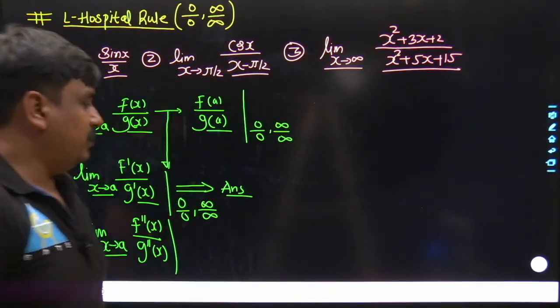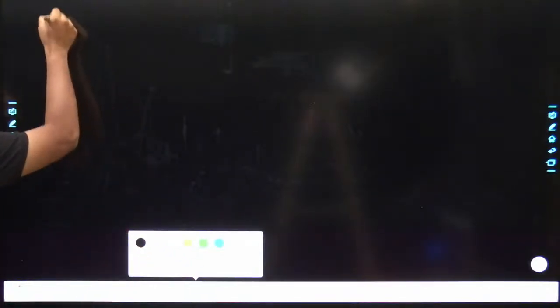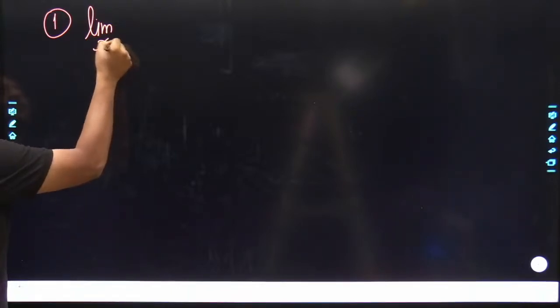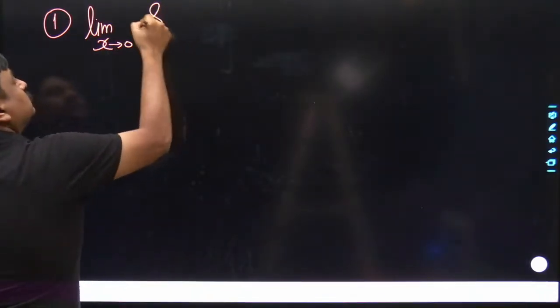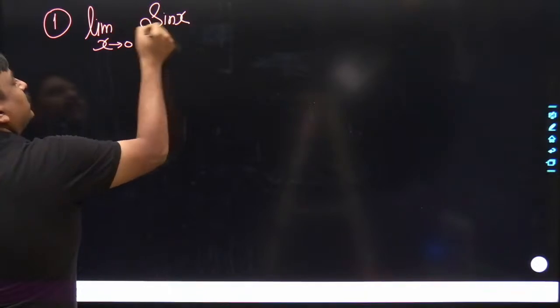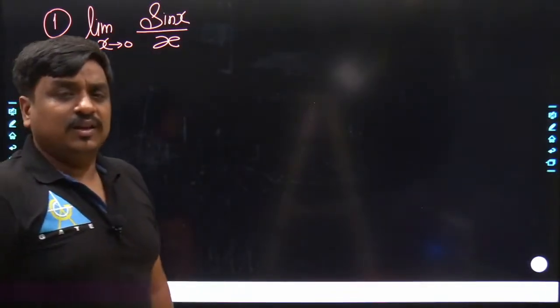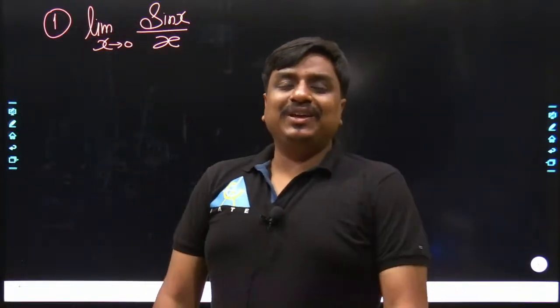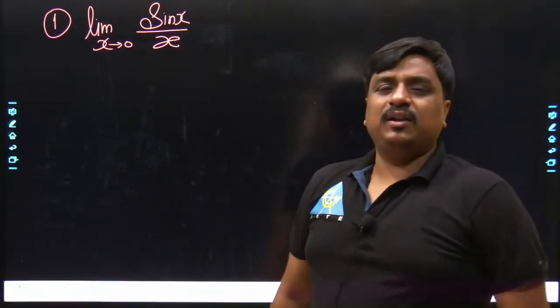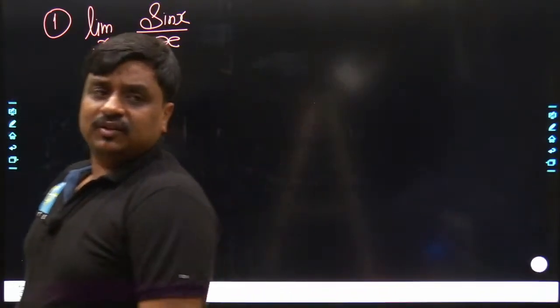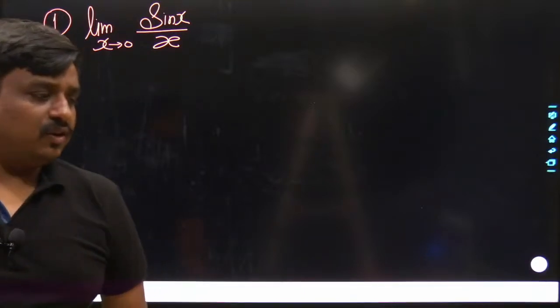In the same sequence, let me take a few problems. Let's take the first problem, the first question of the day: limit x tends to 0 of sine of x divided by x. Obviously, it is one of the easiest problems, one which we encounter many times while doing analysis in engineering mathematics, but still let me start with it. Tell me what would be the best answer for this given problem.